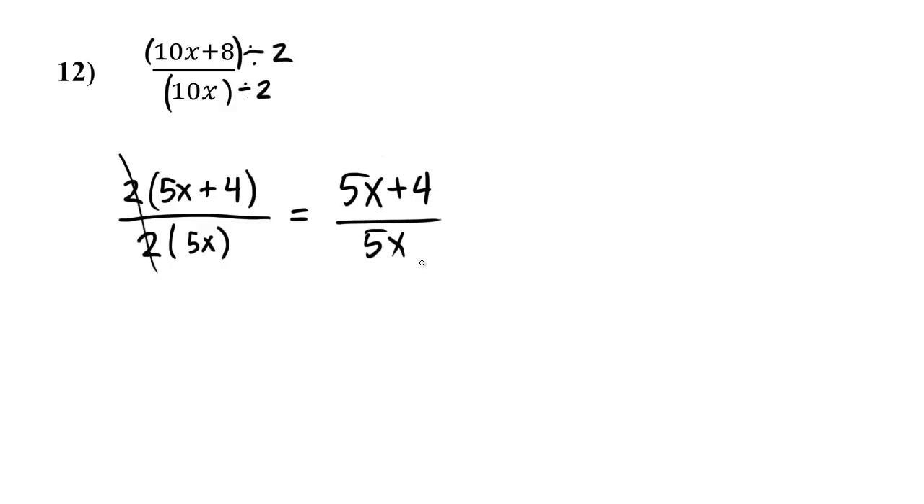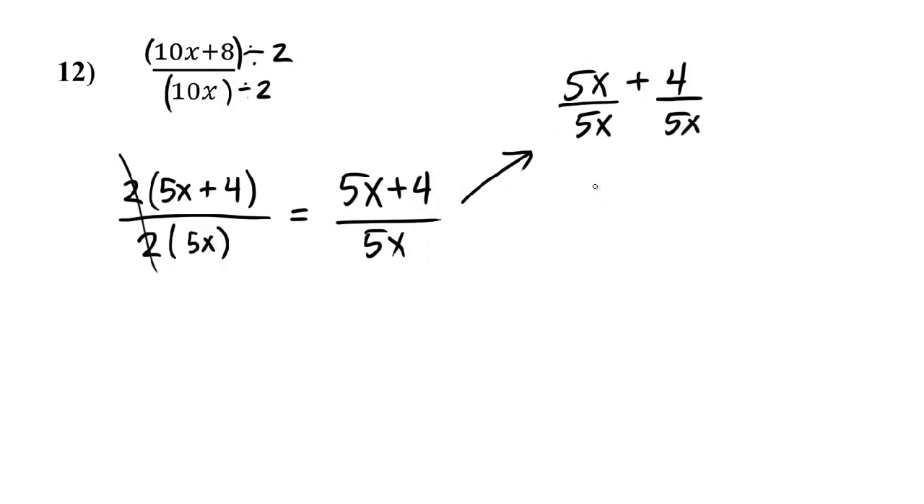Now, be careful, because I know a lot of people are like, well, we have 5x in the top, 5x in the bottom. Well, we can't really do anything with that because we have this 4 kind of ruining the party. Okay, so if we wanted, this is just another way to do it. We could take the 5x plus 4, and what we would have to do is divide both of those terms by 5x. Now, this isn't any better than right here. It's just another way of looking at it.